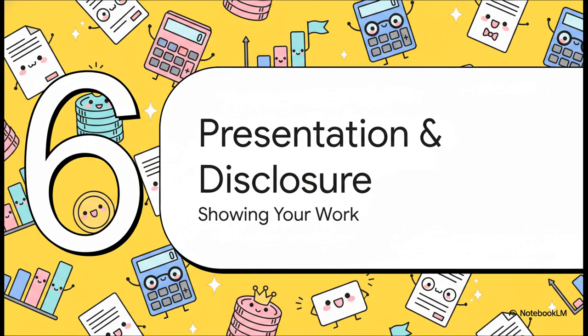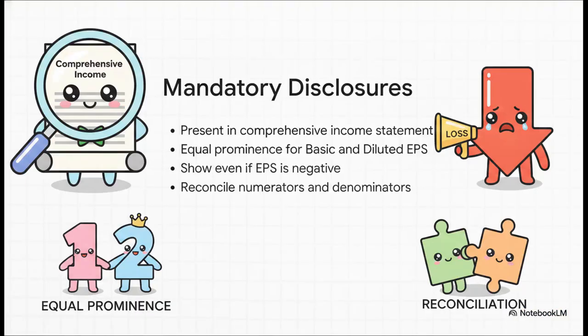Finally, we reach Section 6, Presentation and Disclosure, showing your work. Because it's not enough to just do all this math behind closed doors. Companies are forced to show their work to the public. These numbers must be presented directly in the Statement of Comprehensive Income. And a company has to give equal prominence to both basic and diluted EPS. You absolutely cannot put the good number in big, bold font and go hide the diluted number in tiny footnotes.